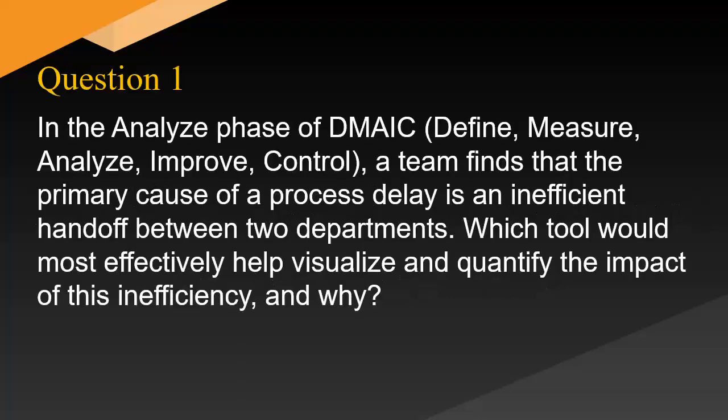In the analyze phase of DMAIC (define, measure, analyze, improve, control), a team finds that the primary cause of a process delay is an inefficient handoff between two departments. Which tool would most effectively help visualize and quantify the impact of this inefficiency, and why?